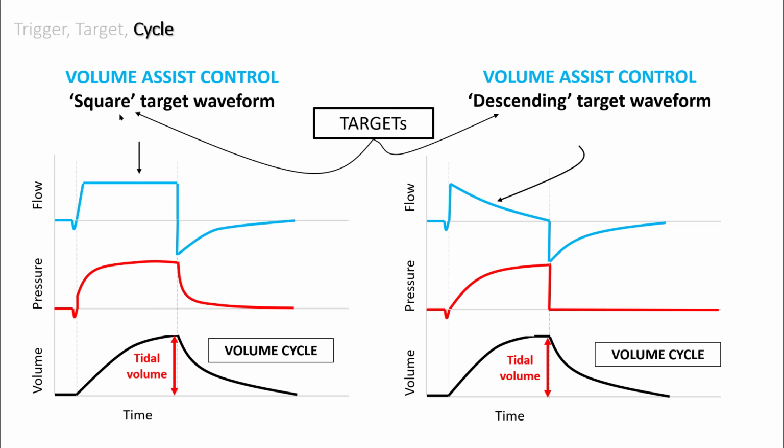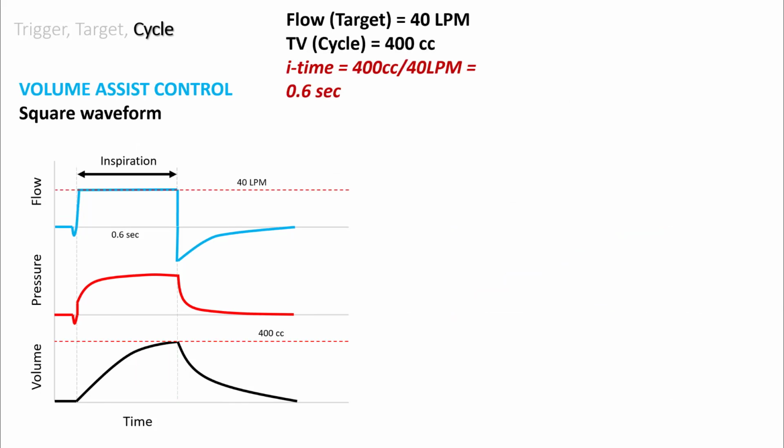In volume assist control, different waveforms in targets have nothing to do with how the cycling happens. The cycling will still occur as per the volume input on the ventilator. That means if you put a tidal volume, for example 400 cc's, in both square and descending waveform, the vent will go to cycling phase. That means stopping the inspiration once that 400 cc is achieved. Let's understand this in a little bit more detail.